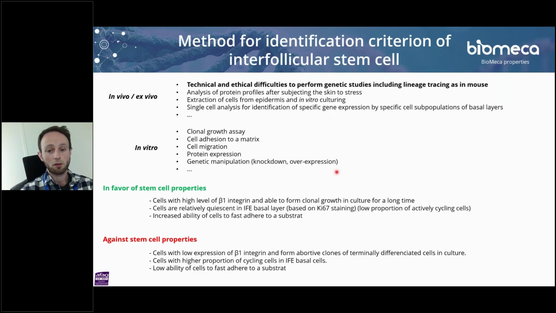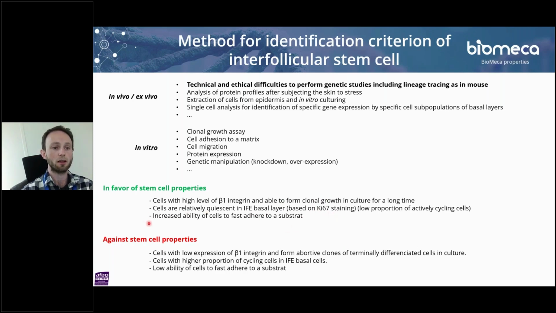From these experiments, some arguments have pleaded in favor of the stem cell potential of certain cell subpopulations, especially cells that express a high level of beta-1 integrin and cells that are able to form clonal growth in culture for a long time. Another argument is that cells that are relatively quiescent in the intrafollicular epidermis, because they do not or less express the Ki-67 protein, which is a marker for cell proliferation.